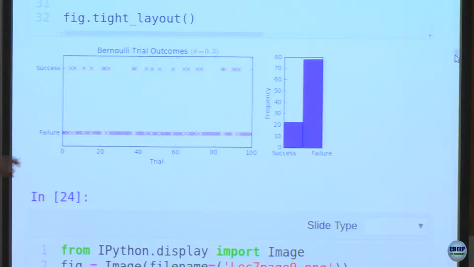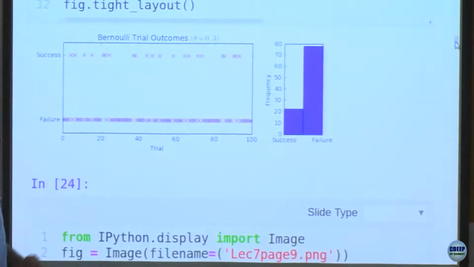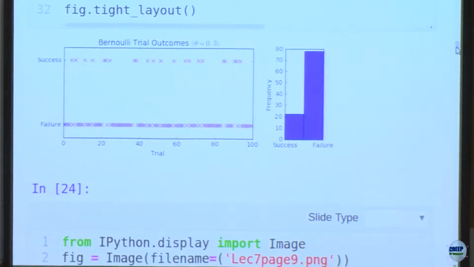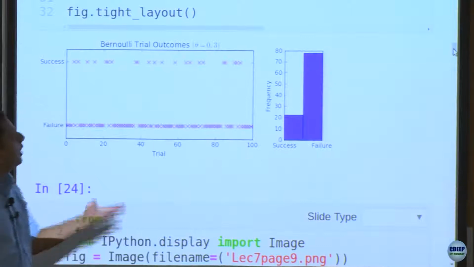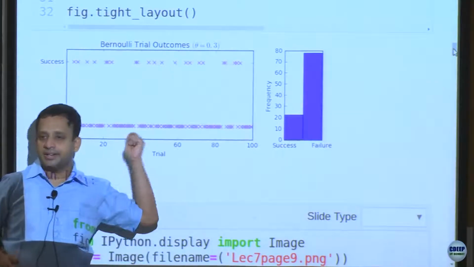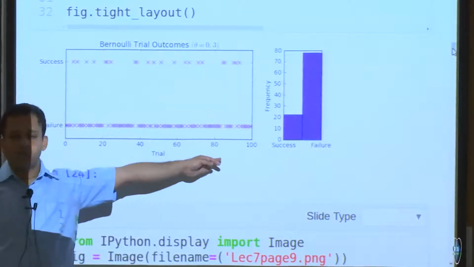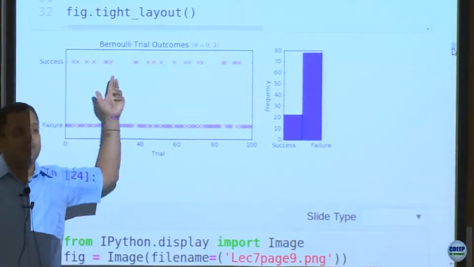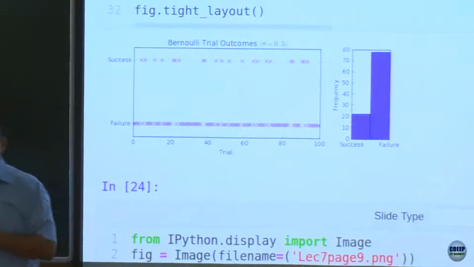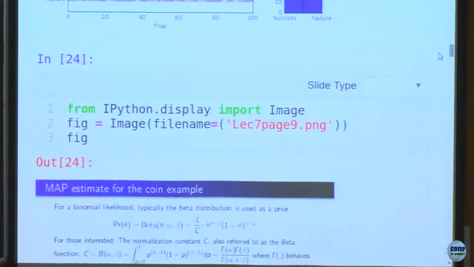Okay, so these are the Bernoulli trial outcomes. We have some 100 trials, of which 20 were successes, which is heads, and 80 were failures, which are tails. So in this case it's 20 out of 100. Now there is an underlying theta of 0.3 which actually was used to generate the outcomes. So what is the maximum likelihood estimate here? 0.2. What should it have been? 0.3. There is a slight deviation, right? This is the Bernoulli outcome and we are not very happy.